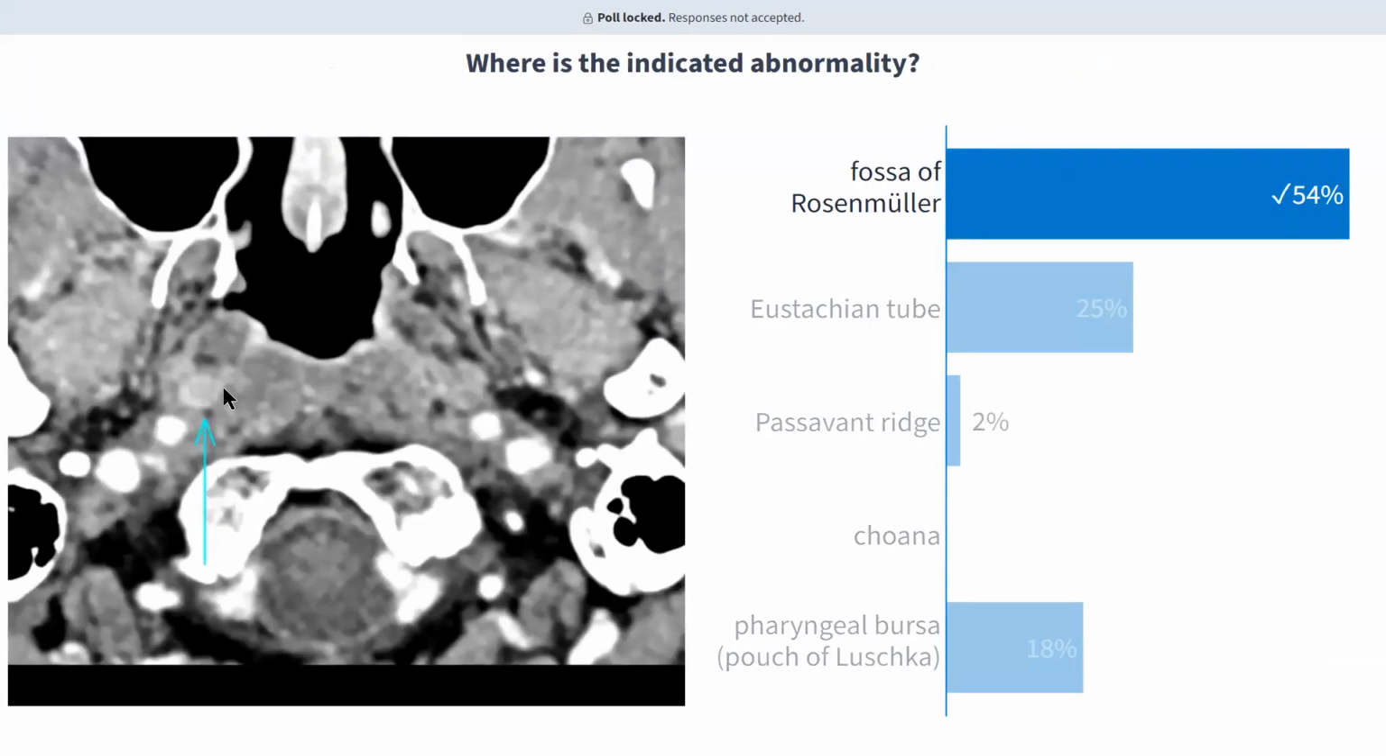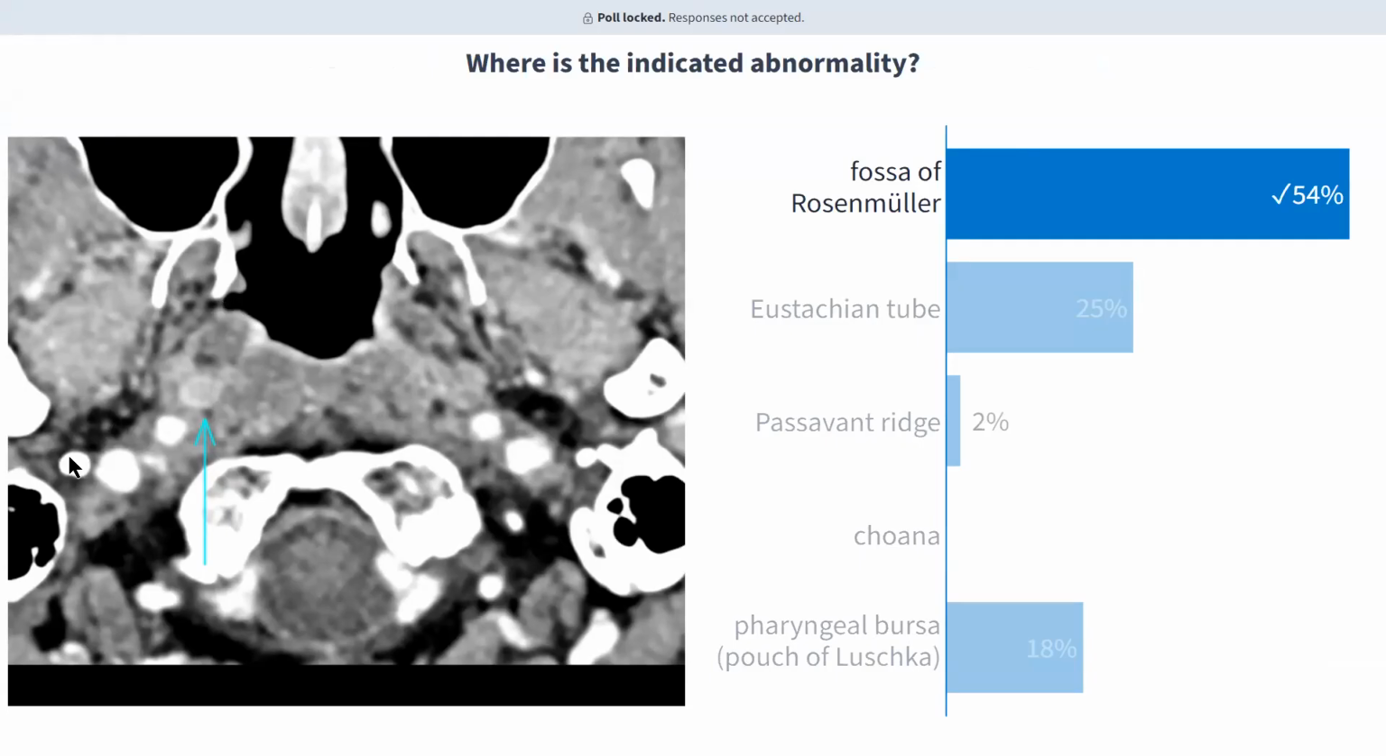So we're at the level of the nasopharynx. There are some folds in the lateral wall of the nasopharynx that are important to know. Here is the fossa of Rosenmuller. It's this deep crevice where this enhancing nodule is. It's posterior to the torus tubarius, which is the cartilaginous lip of the opening of the eustachian tube. The eustachian tube is slightly more anterior. This is the opening of the eustachian tube.